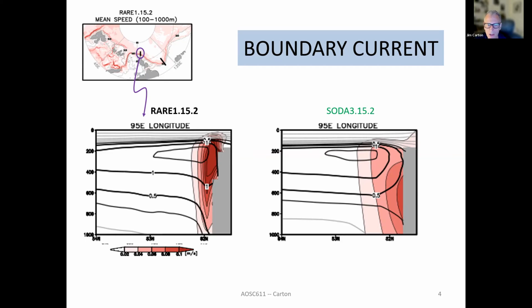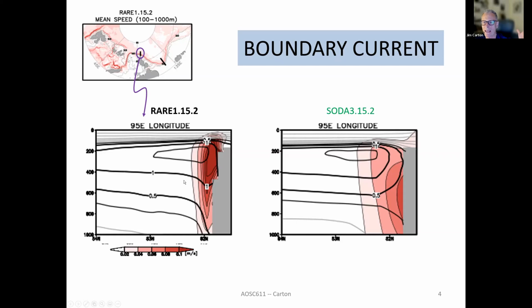And so the pictures on the lower part of the slide show cross sections of that boundary current for RARE over on the left, for SODA over on the right. This section is at 95 east, so it's right there, just on the eastern side of the Barents Sea, Kara Sea, you guys probably know. Anyhow, you can see substantial differences in the time mean currents along the shelf break. The currents are much more tightly linked to the topography in RARE, and they're confined to the water column above 1,000 meters. And the contours show time mean temperature.